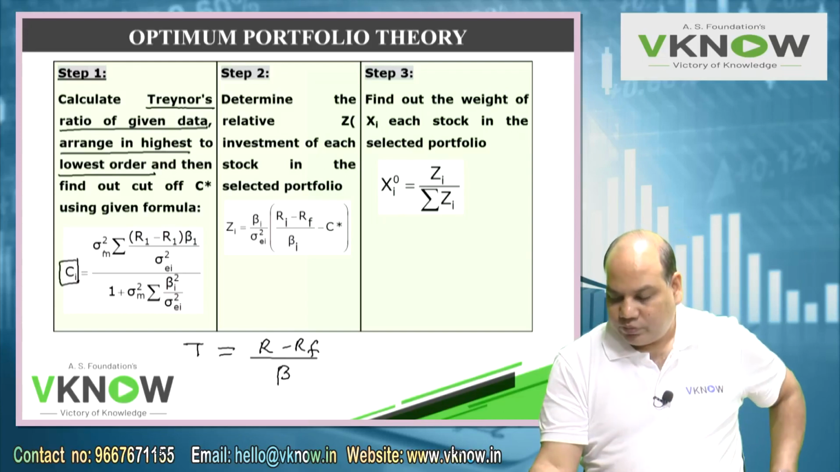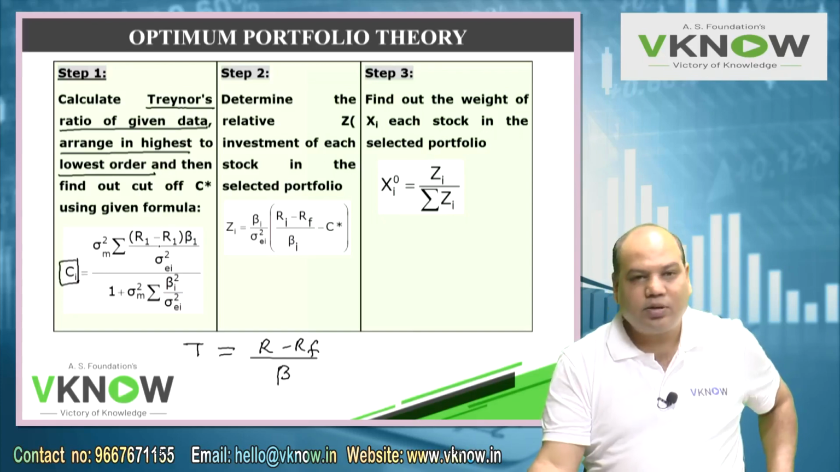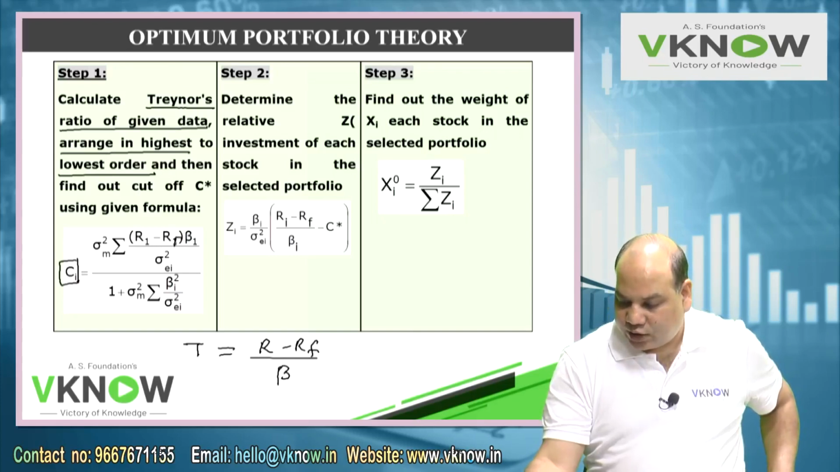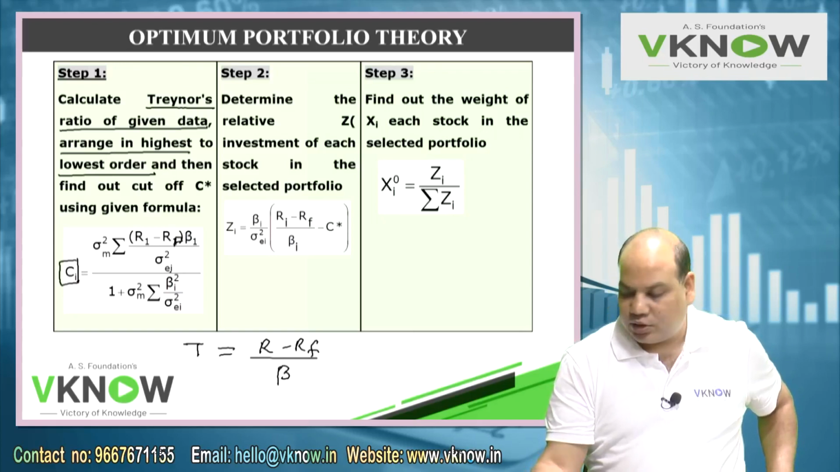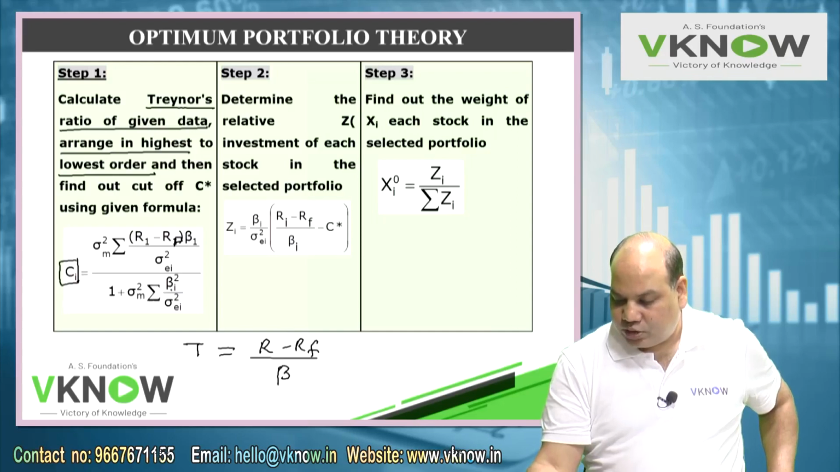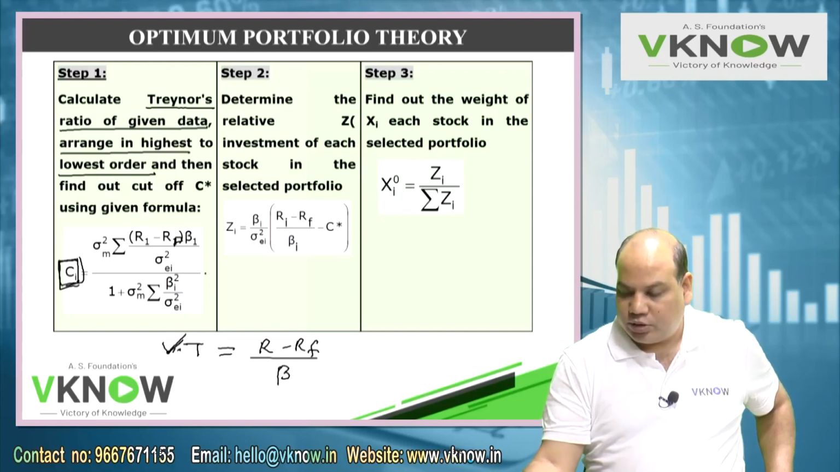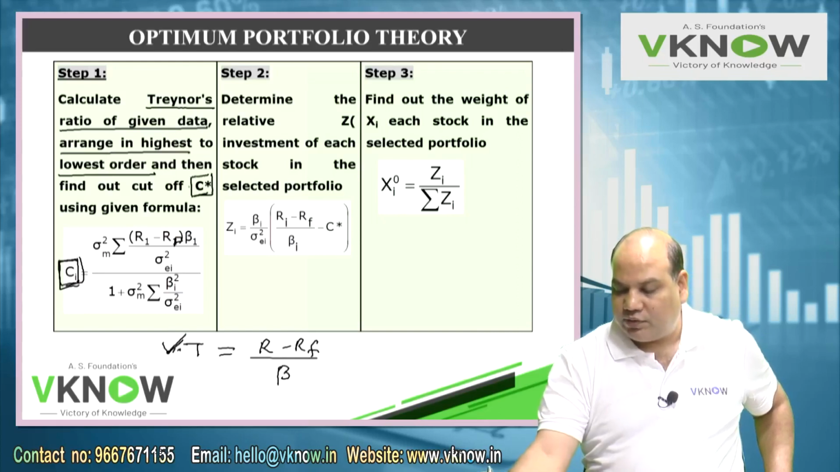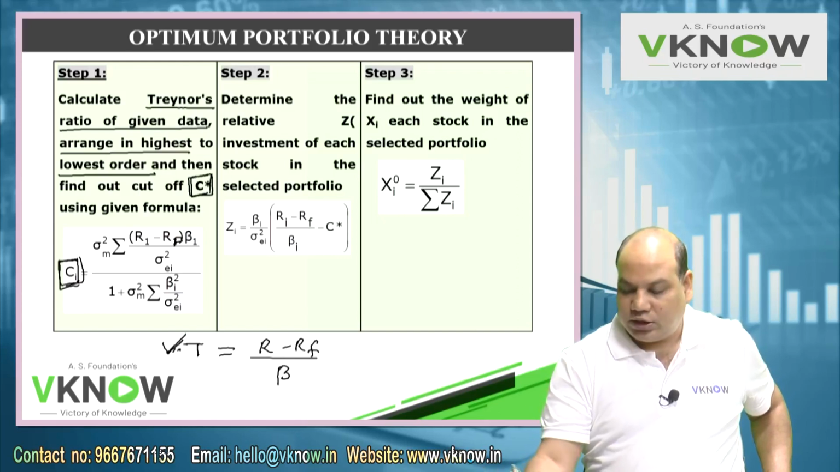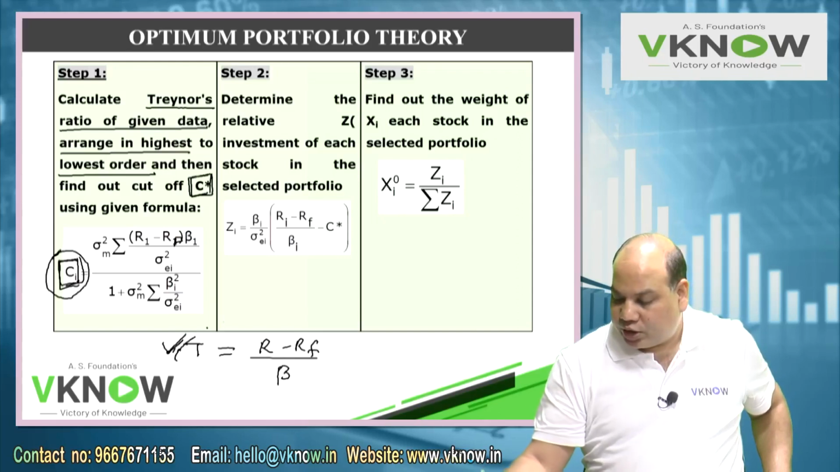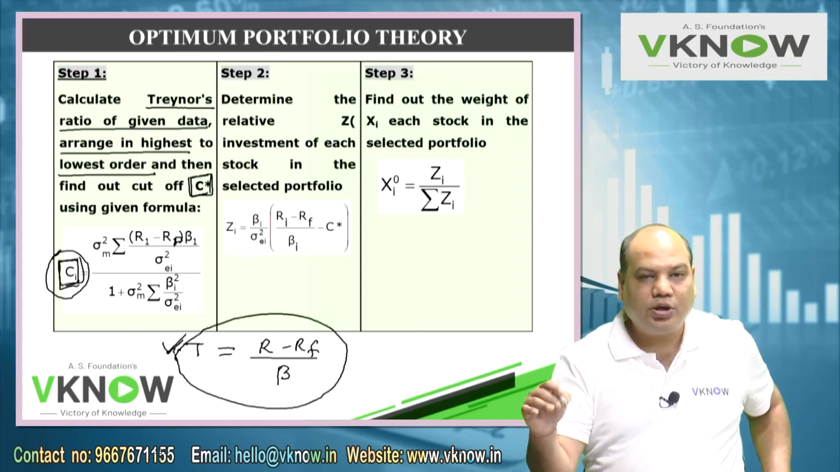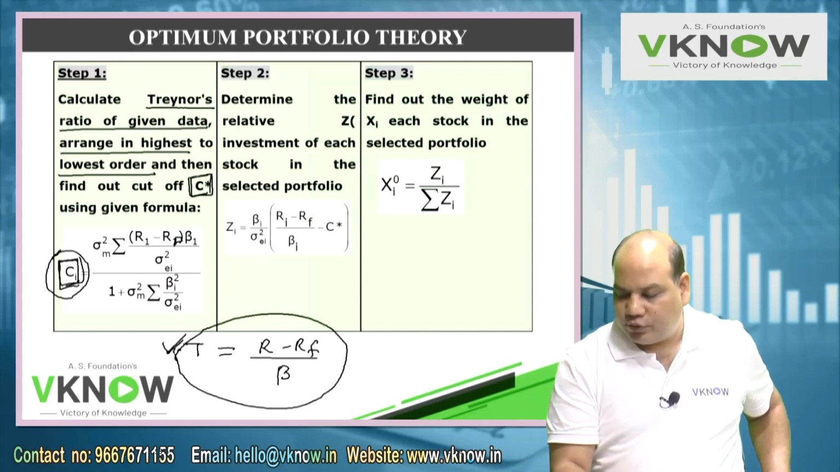The formula is sigma m square summation R minus Rf into beta i upon sigma ei square, upon 1 plus sigma m square into summation beta square upon sigma ei square. Select those stocks whose Treynor ratio is above the cutoff point. The cutoff point means the highest C value. Stocks whose Treynor ratio is above the cutoff point will be forming part of the portfolio.